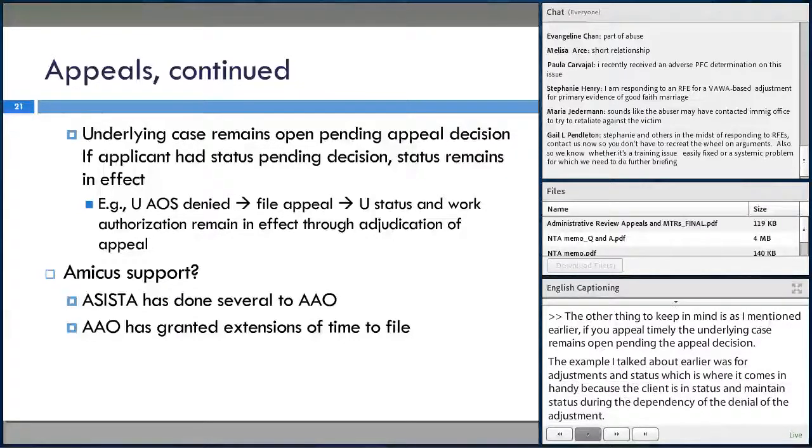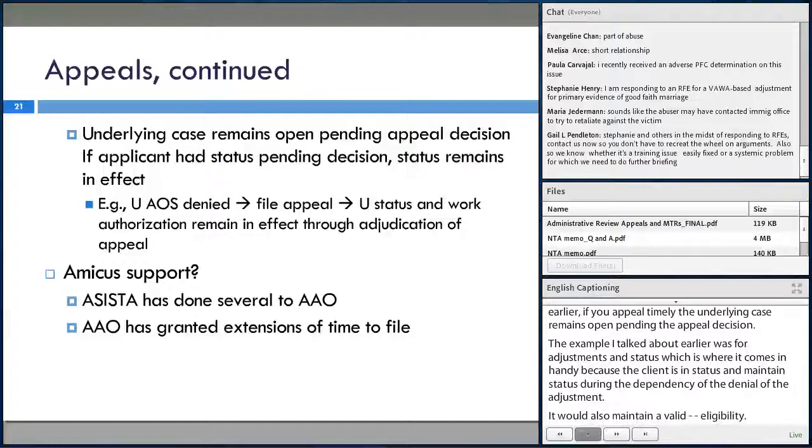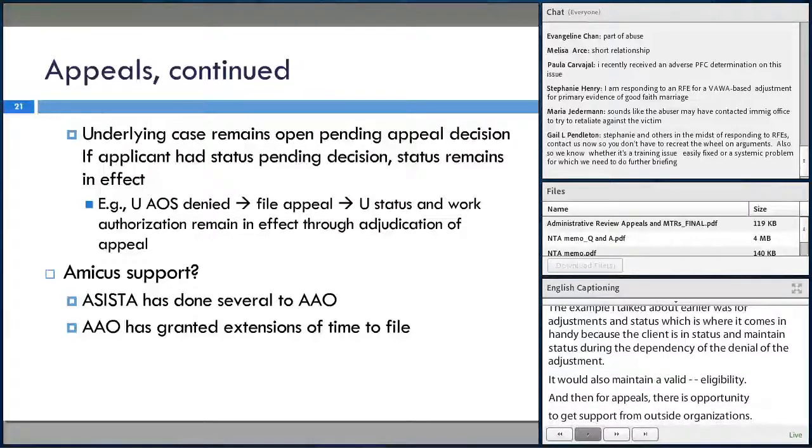And then for appeals, there is sometimes an opportunity to get amicus support from outside organizations. And so we've done this in the past. And so if you have an appeal, as Gail had mentioned earlier, please let us know so we can help you think through some of the strategies and arguments to present to the AAO, and also so that if it's appropriate for an amicus, we'll have time to help you with that as well.